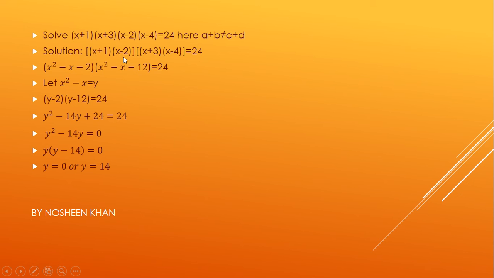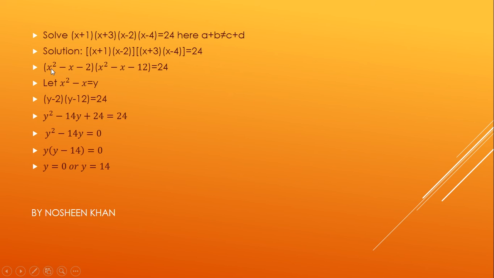Multiply x + 1 by x - 2. First multiply x by x - 2, and then multiply +1 by x - 2. You will get x² - x - 2. Then multiply x + 3 by x - 4. First multiply x by x - 4 and then 3 by x - 4. You will get x² - x - 12 = 24.